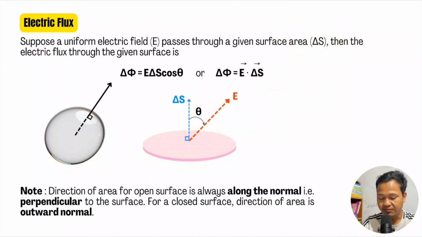In the magnetism chapter, similarly, you have magnetic flux, which is B dot ds.